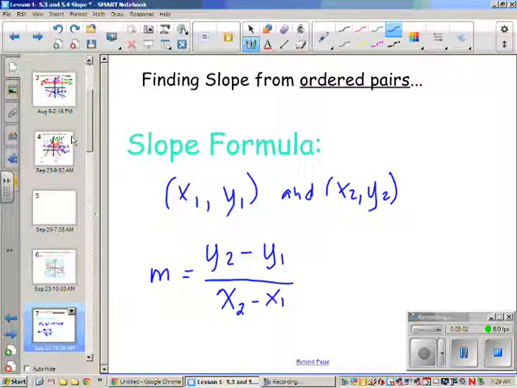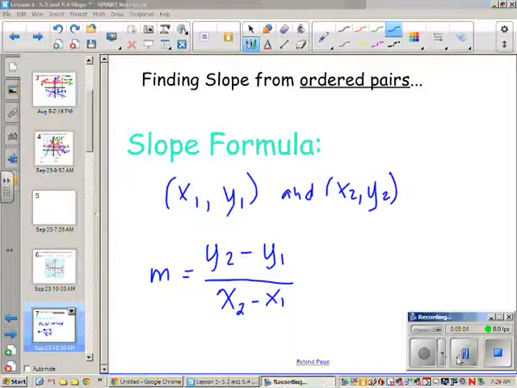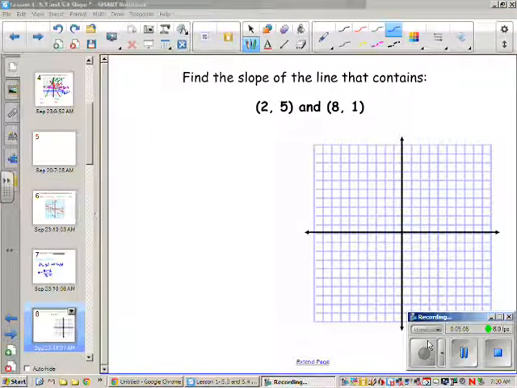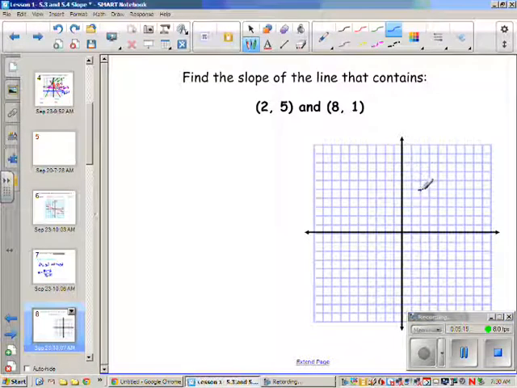So we're going to do a couple of examples. This first one says find the slope of the line that contains the points (2, 5) and (8, 1). So we could graph these: 2, 1, 2, 3, 4, 5, and 8, 1, 2.